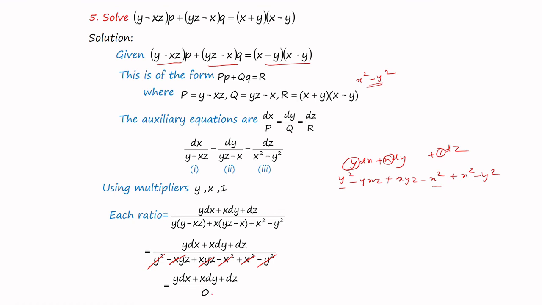Now, this 0 goes to this side, it becomes 0. So, you have y dx plus x dy plus dz is equal to 0. You have to integrate this. Before going to integrate, how will you write x dy plus y dx? d of xy, you already know that, isn't it? x dy plus y dx can be written as d of xy plus dz, and you have to integrate this.